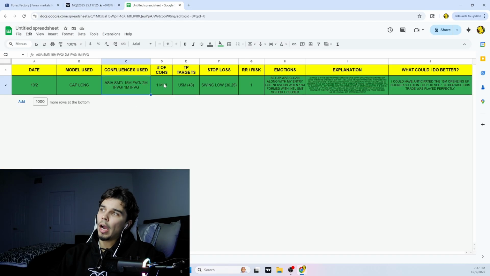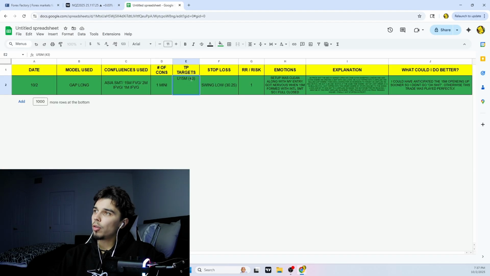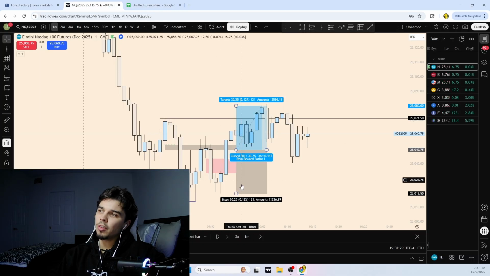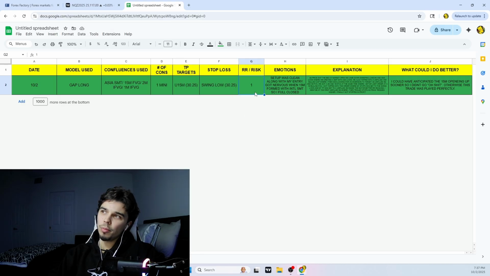Cool. How many contracts did I risk? I risked 1 mini across all my accounts. What was my take profit target? This should be an unfilled 15-minute gap. And then in parentheses is how many points it was worth, right? So it's actually 30.25 points. I don't know why that says 43, but let's fix that real quick. So 30.25 points. Where were my stops at? My stops were at the swing lows right here. That was also 30.25. So that means my RR was 1-to-1.